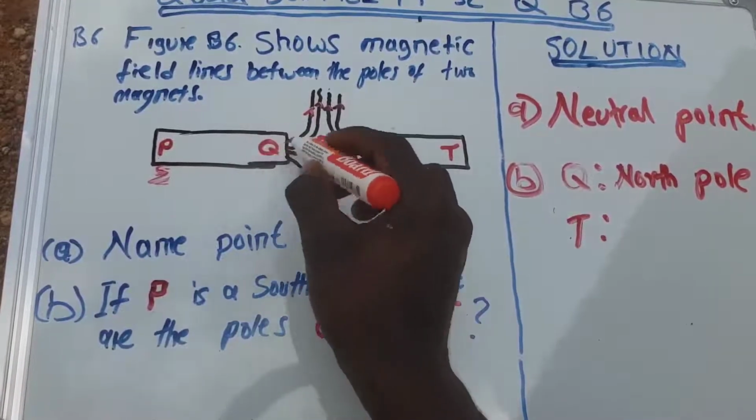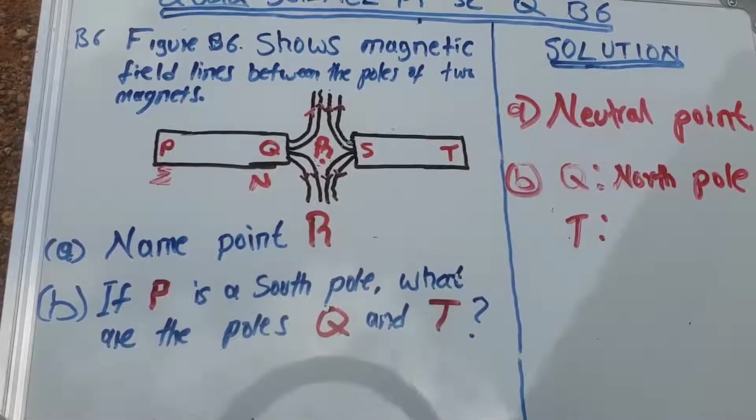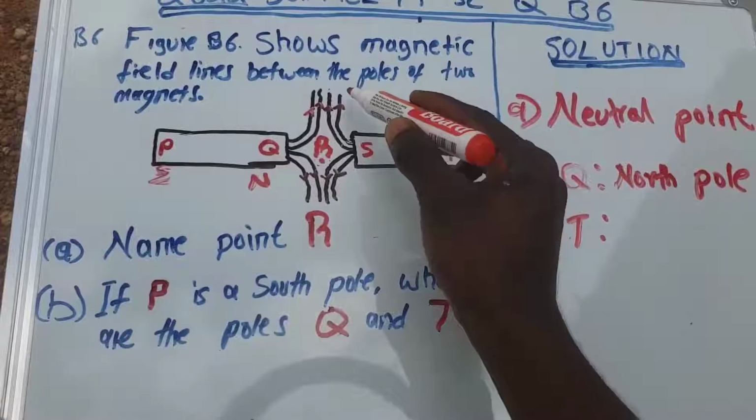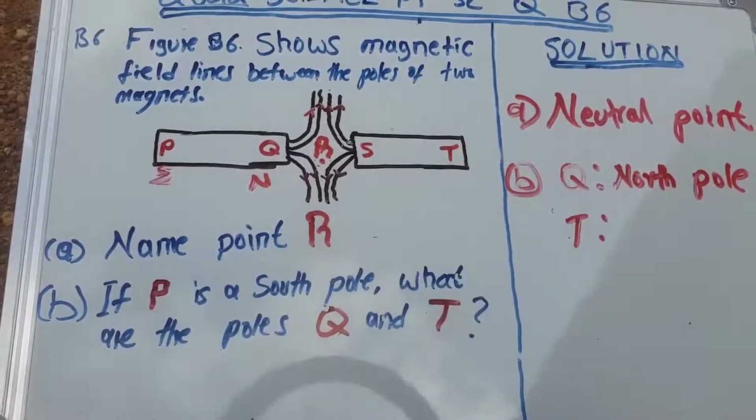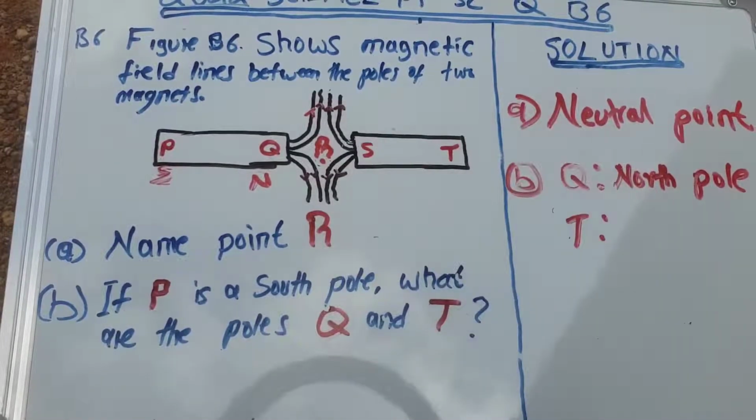Like I said, since Q is a north pole, and in the first place I explained that the two magnets are repelling each other, because their magnetic field lines are not joining. Now, according to the first law of magnetism, like poles always repel each other, and unlike poles attract. So if we have a north pole and a north pole, they will repel each other.